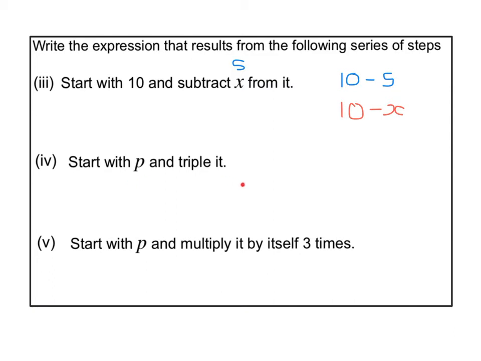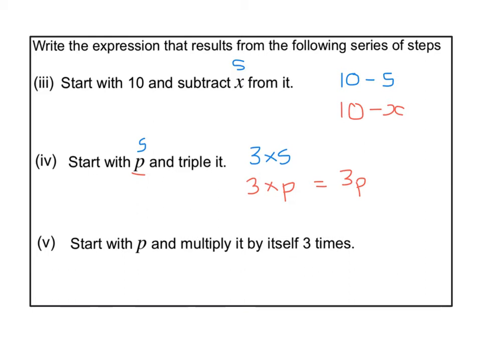Start with p and triple it. Again, if I started with 5, now I've been starting with 5 a lot, you could start with any number just to try it out. So if I started with 5, tripling it means I'm timesing by 3. 3 times 5, or 3 lots of 5. We're not starting with 5, we're starting with p, so the 5 becomes p, and we're tripling it, so it's timesing by 3. 3 times p, remember, we don't use the times in algebra because it looks like x. So we miss it out, it's just going to be 3p.